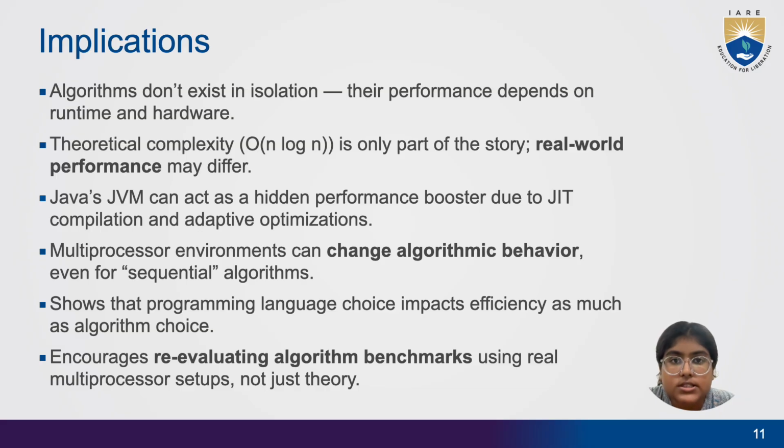So, what are its implications? First, it shows us that algorithms cannot be analyzed in isolation. The runtime system, in this case the JVM, has a major influence. Second, it challenges the assumption that big O notation fully describes practical performance. Third, it shows us that language choice matters. Java, often considered slower than C++, actually gained advantages from its runtime model in this scenario.